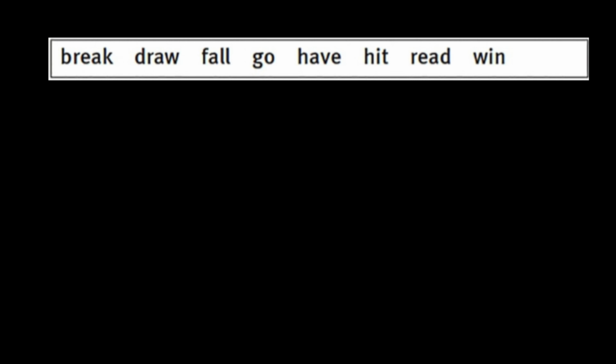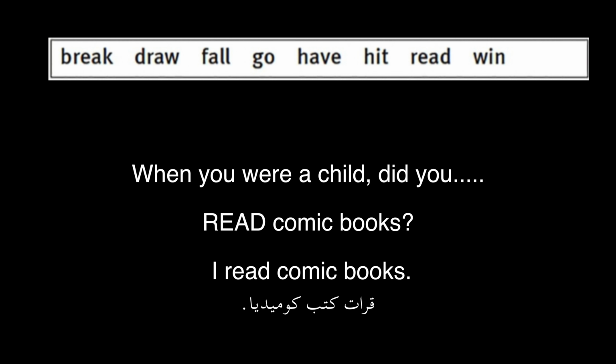And of course, you probably guessed that because it's a very simple one. It's read. But the catch here is you have to change the sound of the verb. So you say, I read comic books when I was a child. I read comic books. So instead of saying read, you have to change the sound to make it look like the color red. So I read lots of comic books.